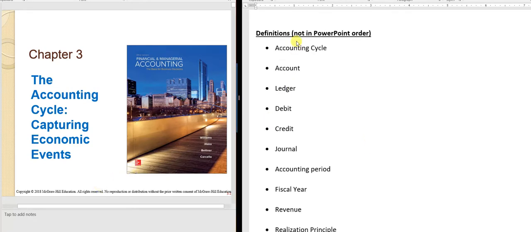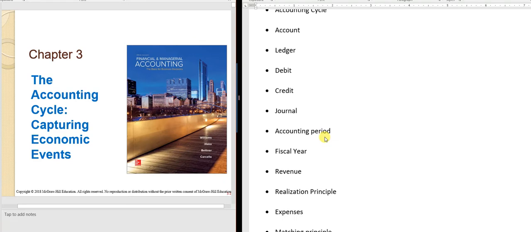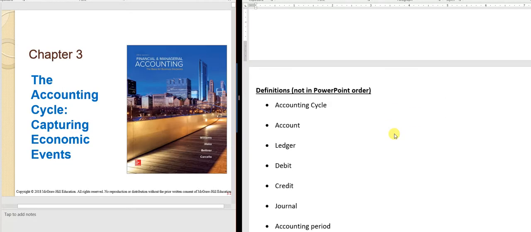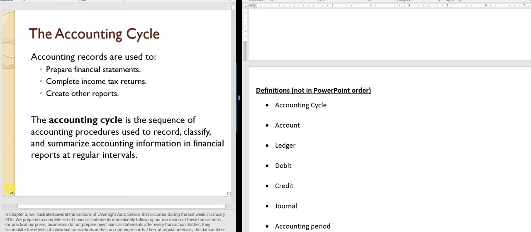So I have put this a little bit out of order so I can get all the definitions on one page with the journal entries on the next page. So we'll be hopping back and forth between the definitions. Okay, let's see if I can get this to advance.